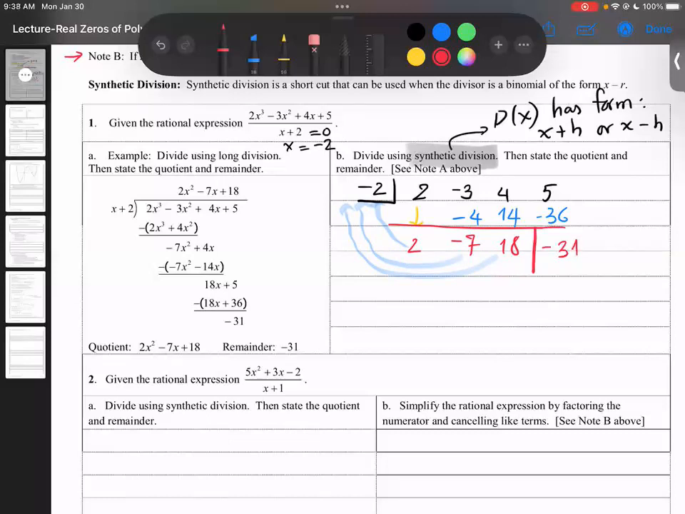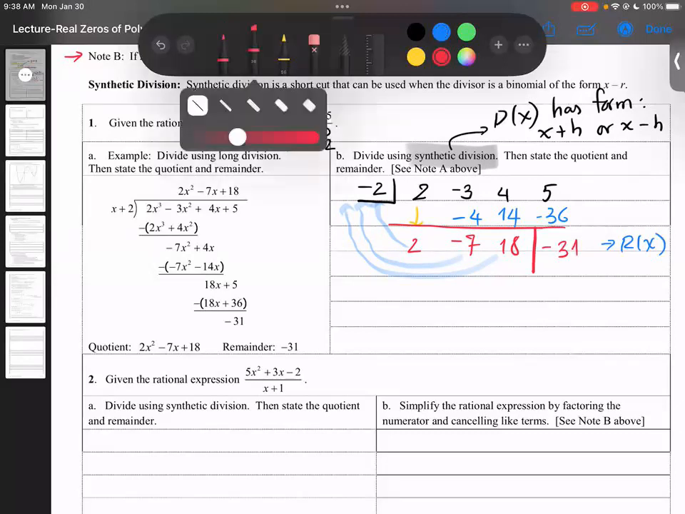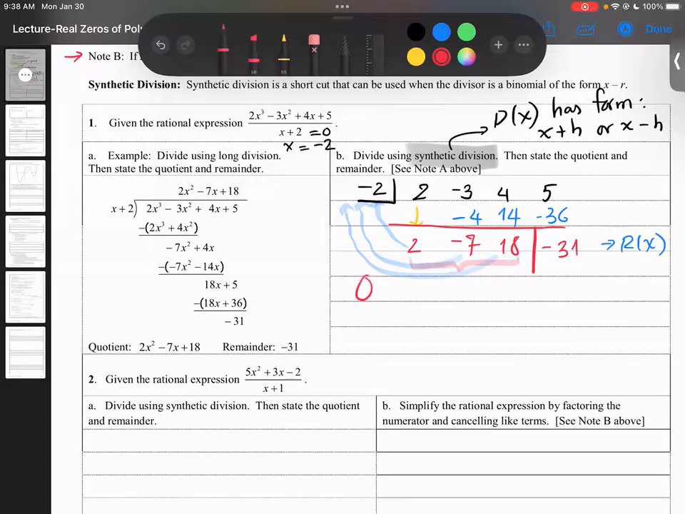Now, your last number in your answer, that's always your remainder. So negative 31, that's your remainder. And your quotient would be this one. That's your Q of x. And how would I write Q of x? You're going to start from right to left. So the 18 will be the constant, right? And then negative 7x, and then 2x squared. You go 1 degree up from right to left. So 18 is your constant, and then you go 1 degree up: negative 7x, and then 2x squared.